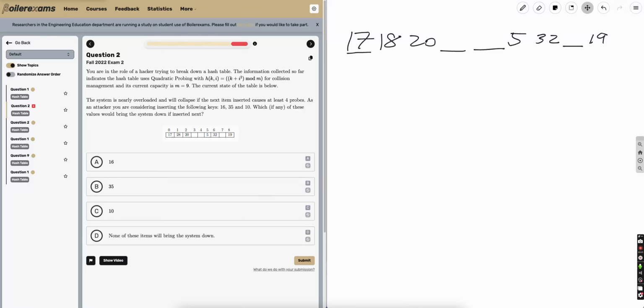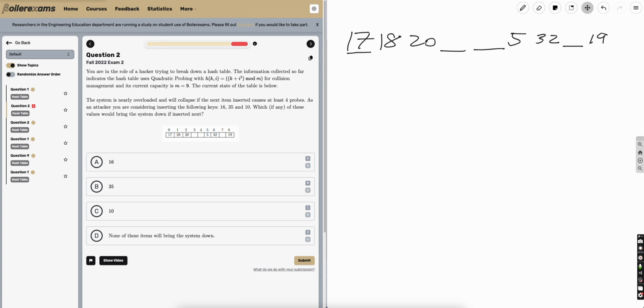Here is Fall 2022 Exam 2 Question 2. You are in the role of a hacker trying to break down a hash table. The information collected so far indicates that the hash table uses quadratic probing with h(k, i) = (k + i squared) mod m for collision management, and its current capacity is m equals 9.